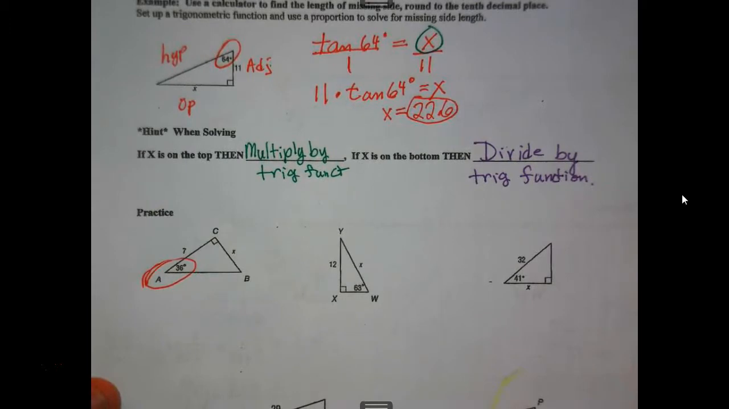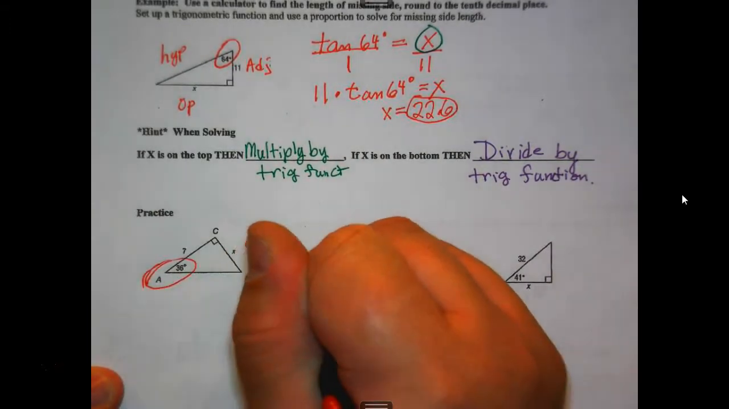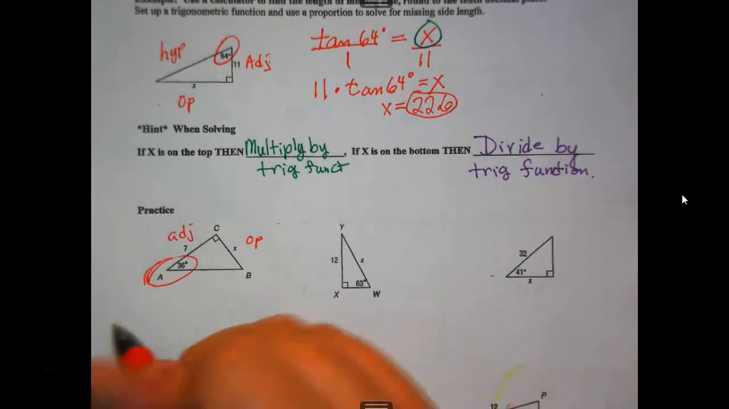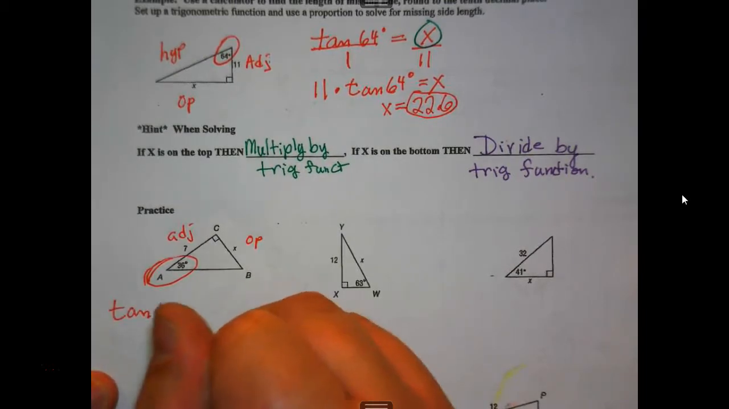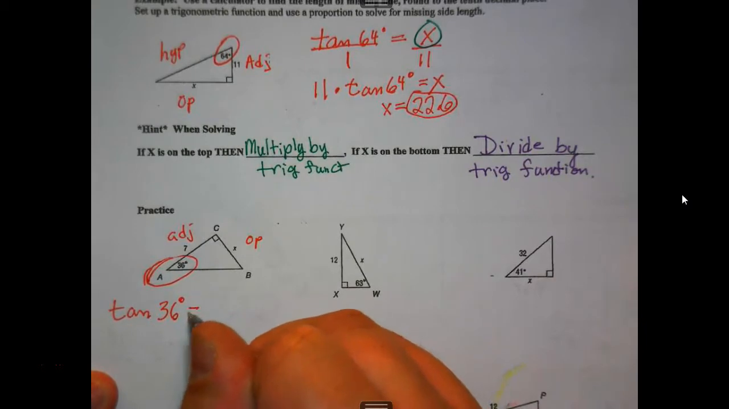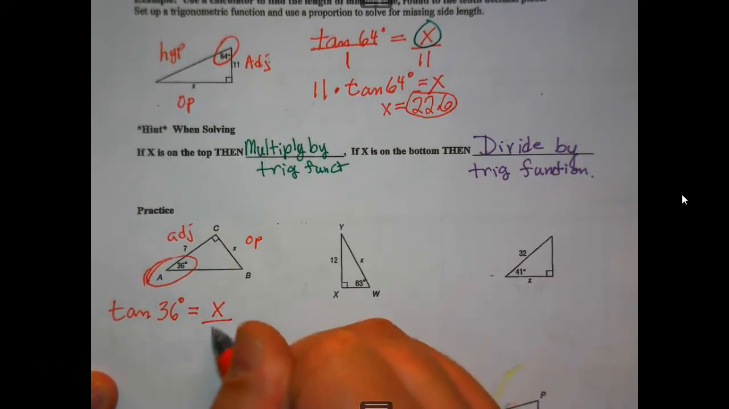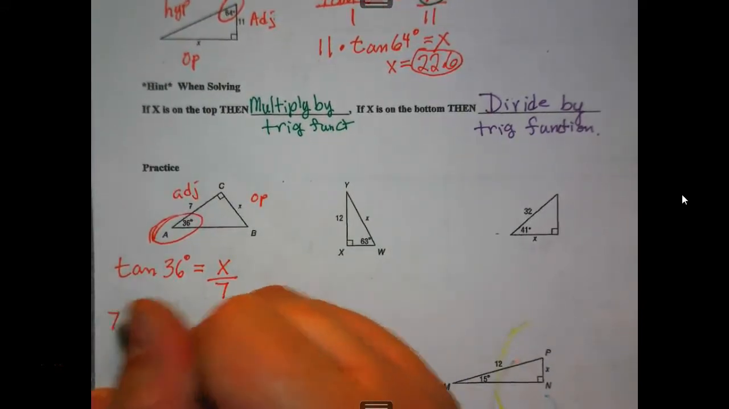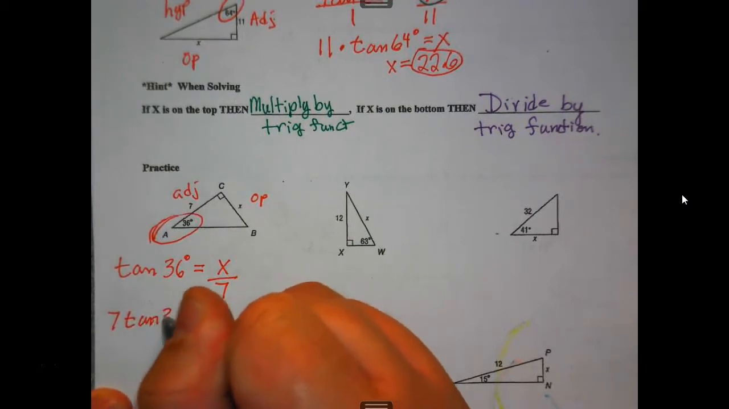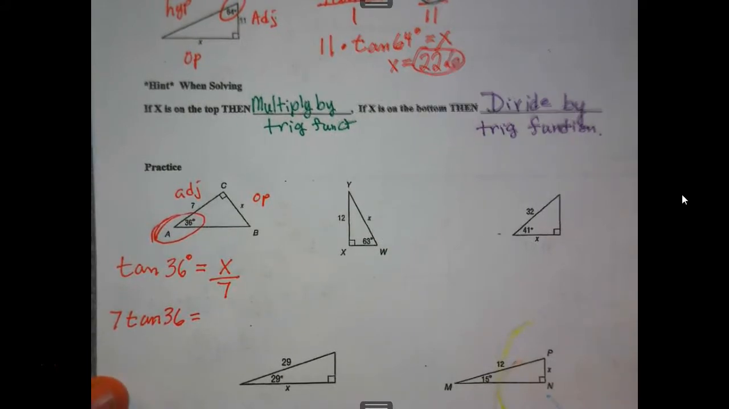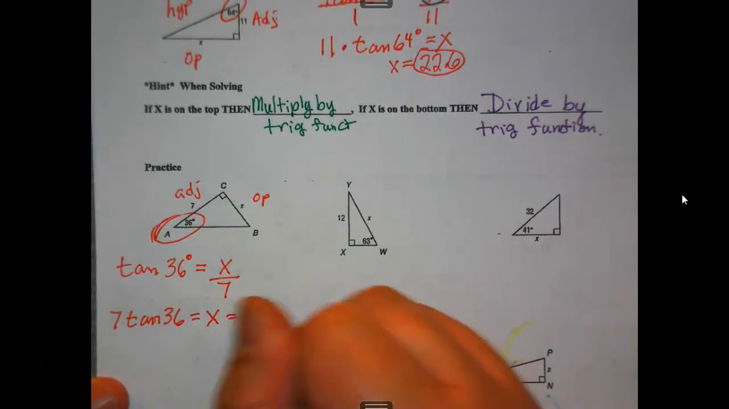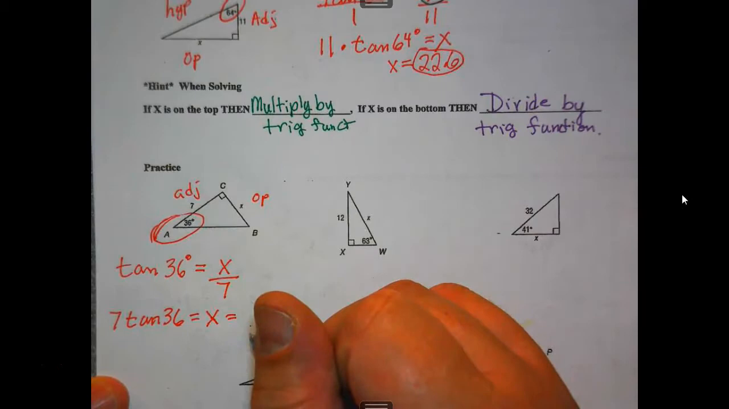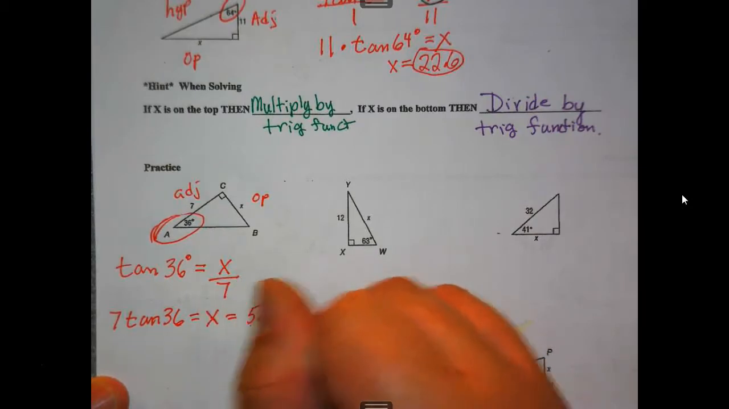All right, angle A. They give us angle A. From the viewpoint of angle A, they give us the opposite side and the adjacent side. So what trig function am I going to use? Same one, tangent 36 degrees equals opposite over adjacent. Where's my X? The top. So I'm going to multiply 7 times the tangent of 36. And what do I get? 5.1. That makes sense. 5.1.